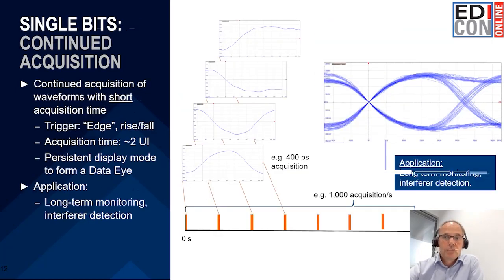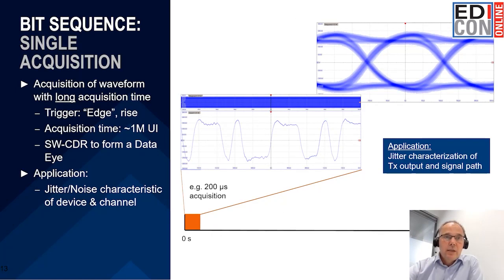The second approach would be to use a, let's say, continuous bit sequence. And here, then I apply the discussed clock data recovery. So basically, this is a clock data recovery implemented in software. So I do this in post-processing. And this gives me the timing information to do the bit slicing in order to get the data eye, displayed here on the top of the slide. And here the typical application is that I do a characterization of my transmitter output and its signal path itself.